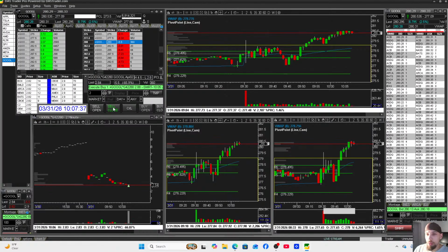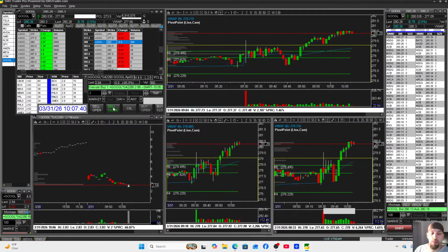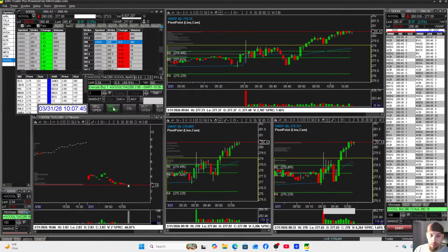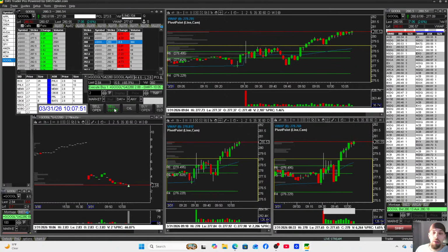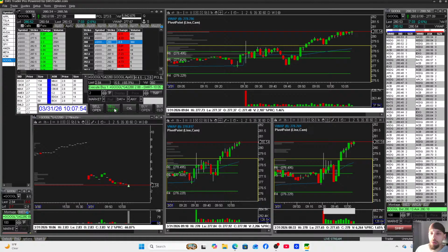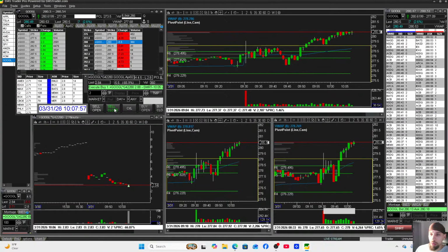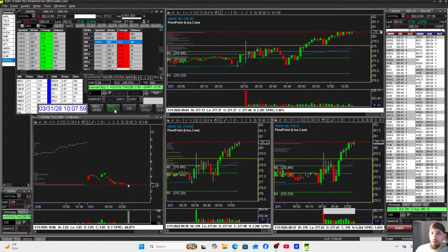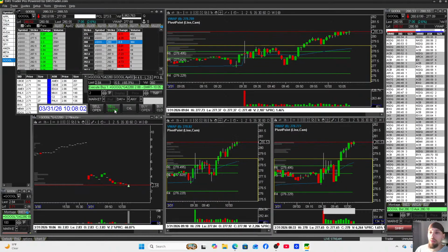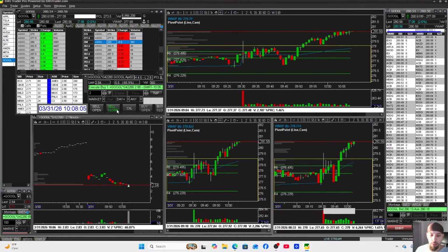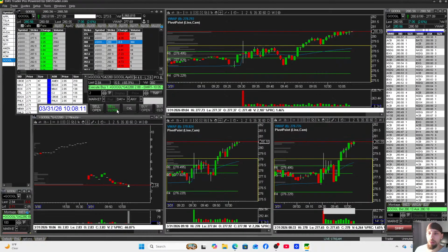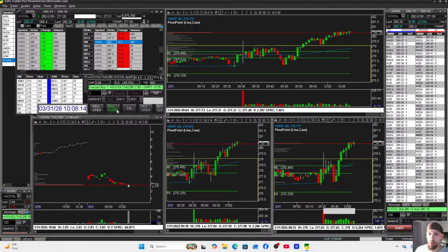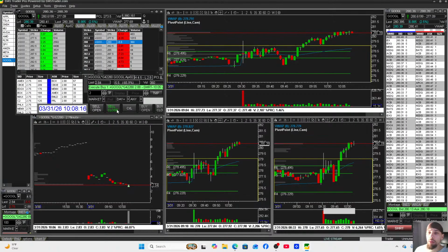SPY's pulling back, Qs are pulling back a little bit. Definitely don't want to lose this level. Squeeze in here. Two minutes more bullish than bearish. Probably gonna get squeezed right here. Still holding.